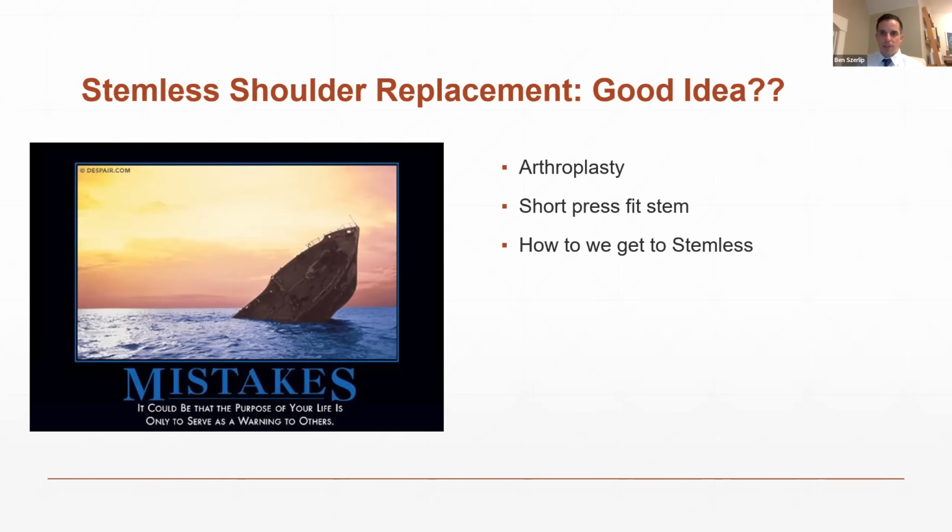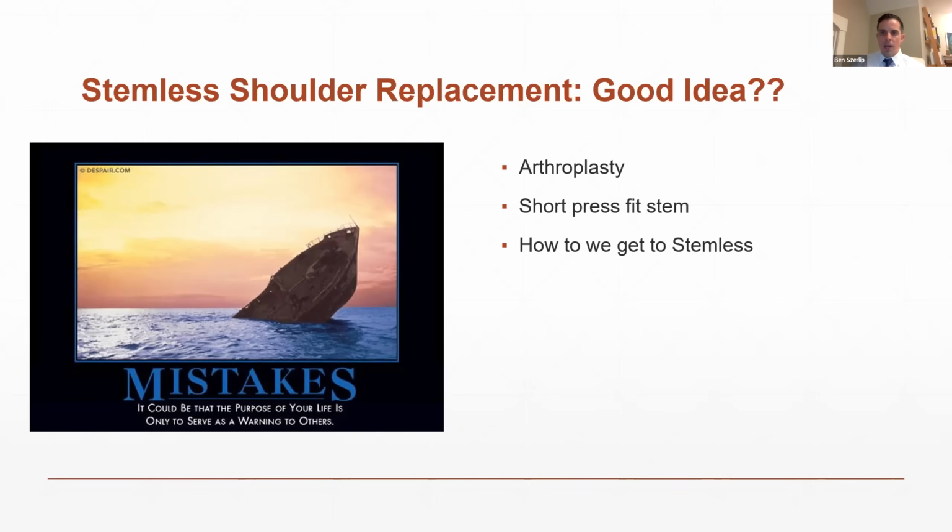So stemless shoulder replacement, is it a good idea? And this is one of my favorite websites, despair.com. It's entertaining when you're trying to procrastinate making slides. It essentially says, mistakes: it could be that the purpose of your life is only to serve as a warning to others. Oftentimes, I think as physicians, we all feel that way when we're dealing with our complications or potential mistakes. So to start with, should we use a stemless or less metal in the shoulder replacement?